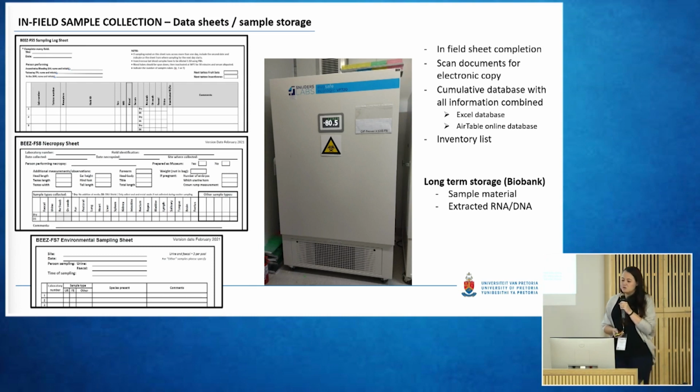So then long-term storage: samples should be stored at -80. And we also spoke about this yesterday, where people say they don't have access to massive storage facilities, and they are limited to storing in single freezers that they share with other people in the department. But it's just important to store sample material, especially if you want to keep it for a longer term, and then your extracted RNA and DNA at -80.